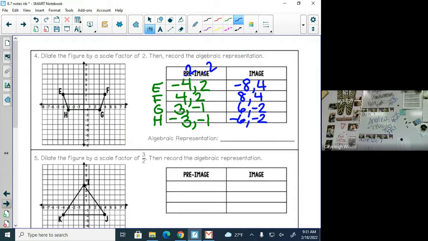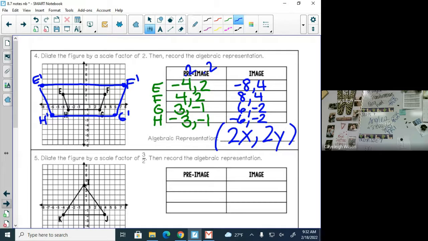All right, I'm going to plot them. So negative 8, 4, so there's my E prime. 8, 4, so there's the F prime. G is at 6, negative 2, so there's G prime, and negative 6, negative 2, H prime. So it doubled in size there because it was a scale factor of 2. And then to represent that algebraically, how could I write it, Kate? (2x, 2y). Perfect.